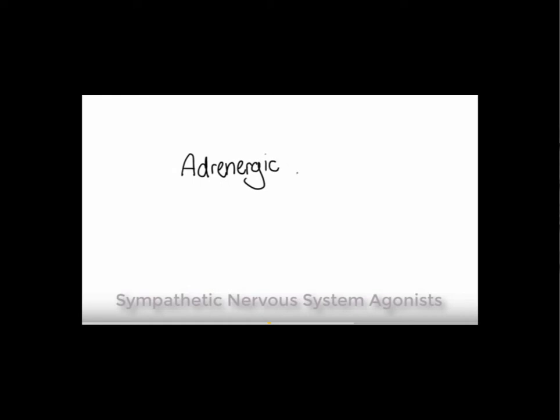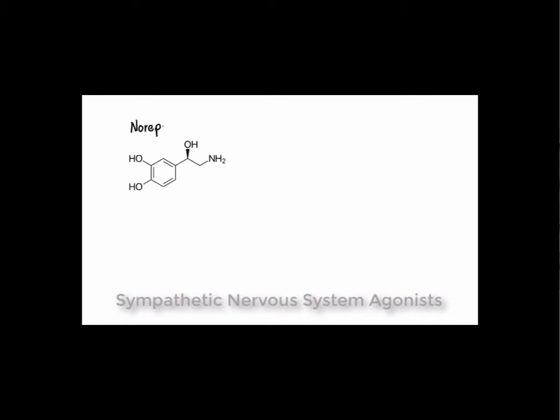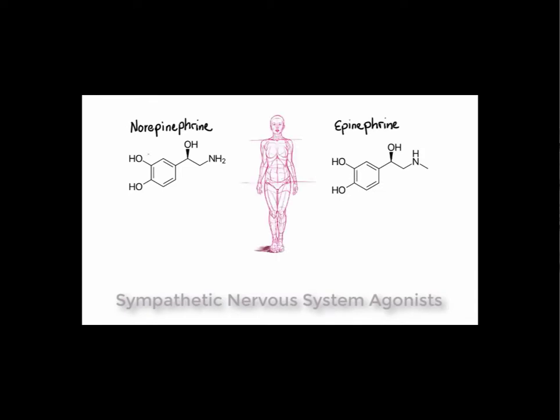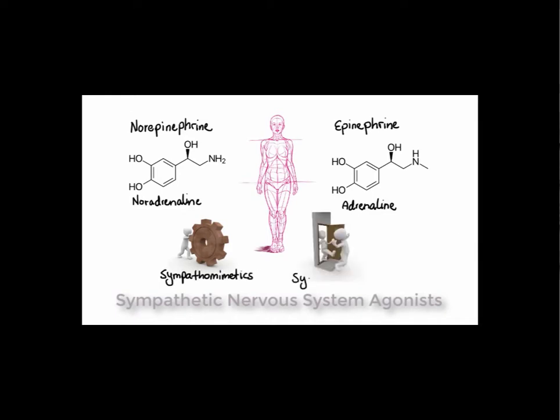About adrenergic agonists. So let's get right into it. Adrenergic agonists are a large group of drugs that mimic the actions of norepinephrine and epinephrine, which naturally occur in our bodies. Norepinephrine is also known as noradrenaline, and epinephrine is also known as adrenaline. Now, collectively, the agents that activate adrenergic receptors are called sympathomimetics, and the agents that block the activation of adrenergic receptors are called sympatholytics.